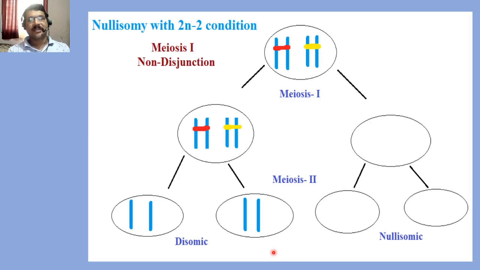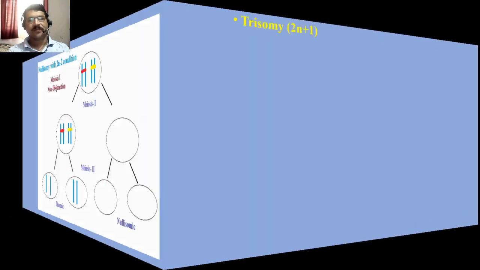This is a diagrammatic representation of how nullisomic organisms can be formed. Here you can see this is the parent which will give rise to gametes. One gamete has received all these chromosomes, and this particular gamete has not got this pair of chromosomes, so all its progeny will become nullisomic, and when a gamete gets an additional copy, they are known as disomic. So in this way nullisomy is formed.